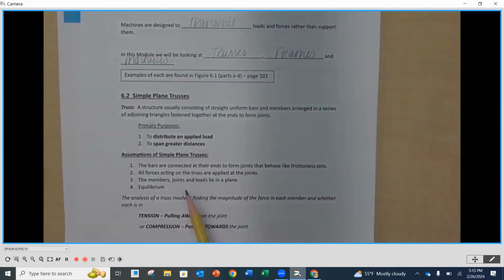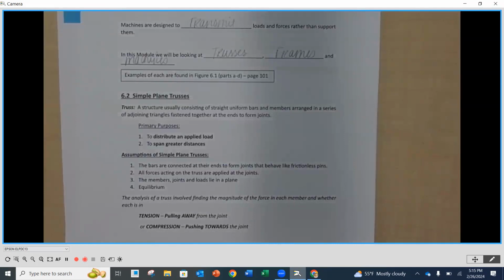First of all, the bars are connected at their ends to form joints that behave like frictionless pins. Frictionless pins, where have we heard that before? Module 5, yeah, that was one of our supports, right? When there's a pin support, we have how many reactions? 2, right? An X and a Y. So we're going to see some of that play out here as well. Okay, so things are connected by frictionless pins.